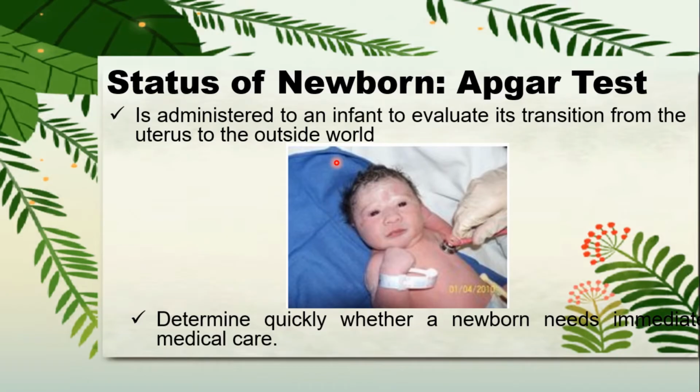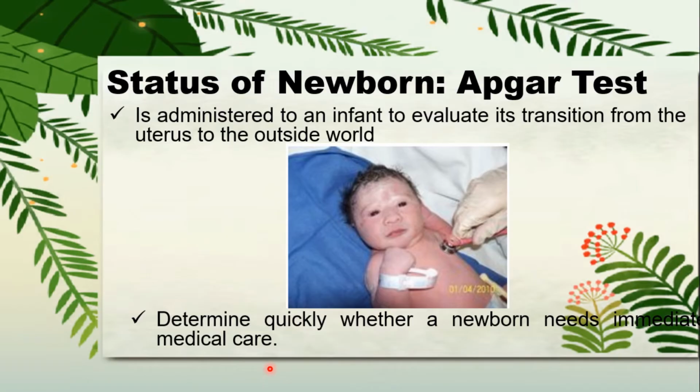So after an infant is assessed on each trait, the values of all 5 traits are added together to yield the Apgar test score. The highest possible score is 10, but a score of 7 or higher is considered normal. A score of 4 to 6 is considered fairly low, and a score of 3 or lower is considered critically low. The purpose of the Apgar test is to determine quickly whether a newborn needs immediate medical care. It is not designed to predict long-term health issues.